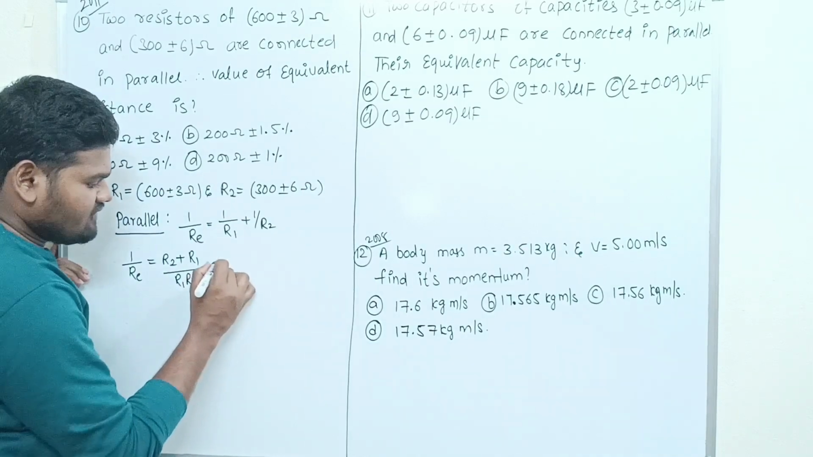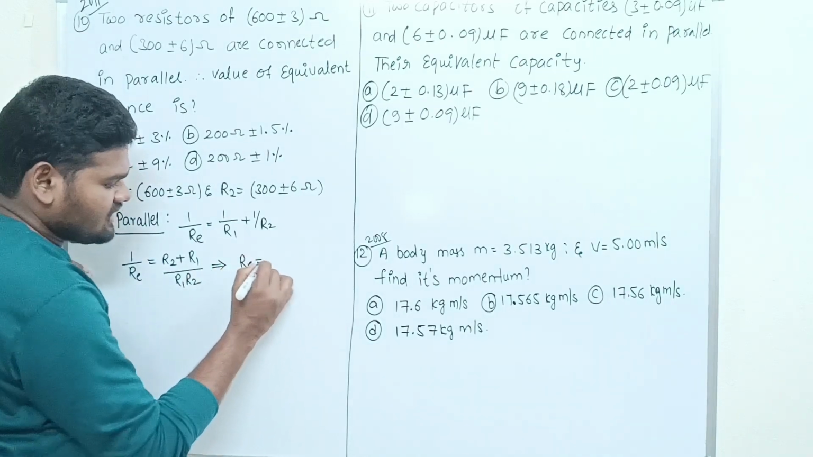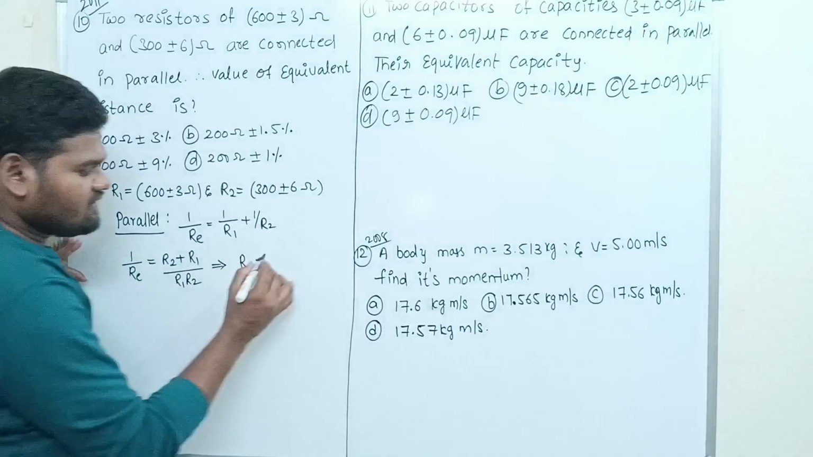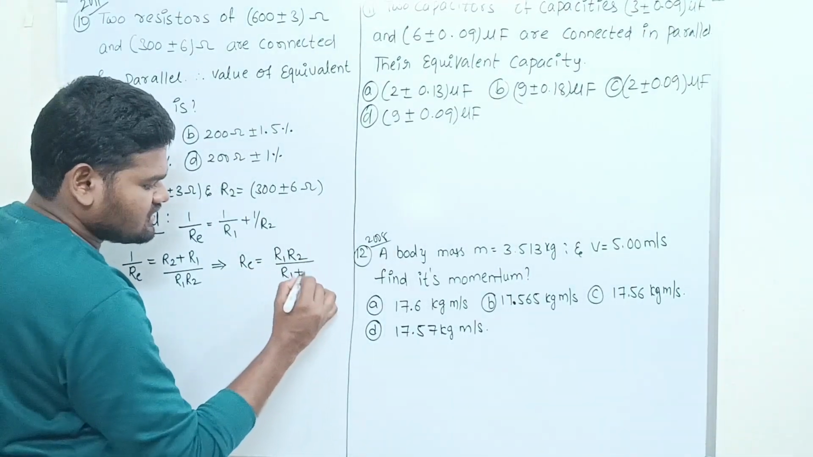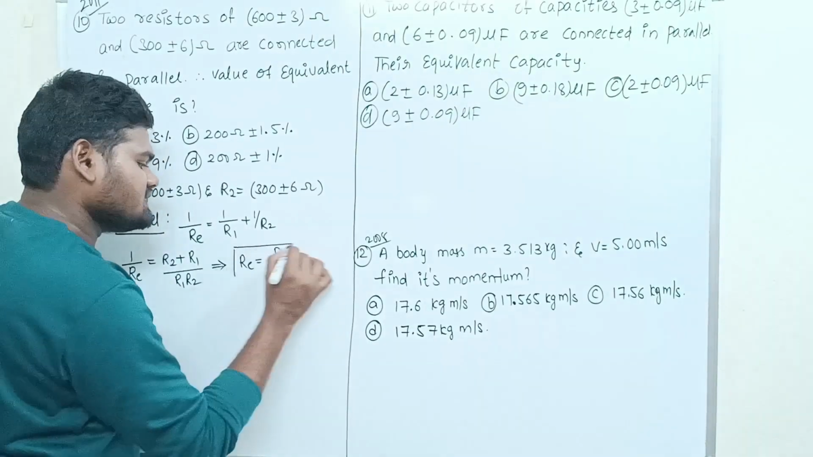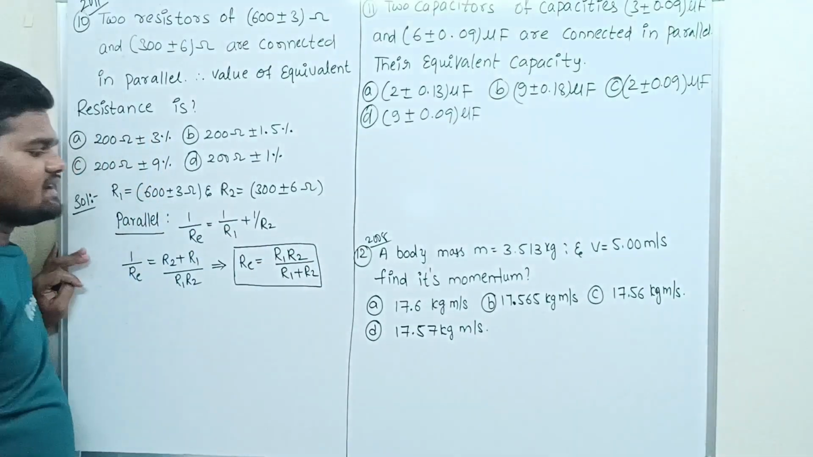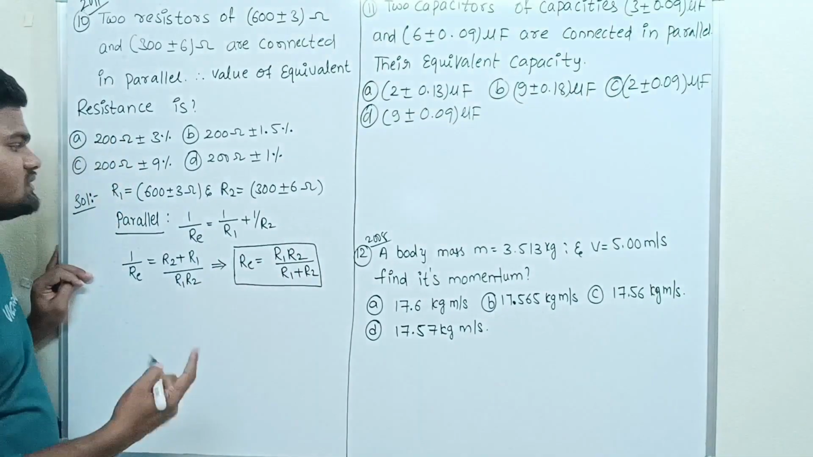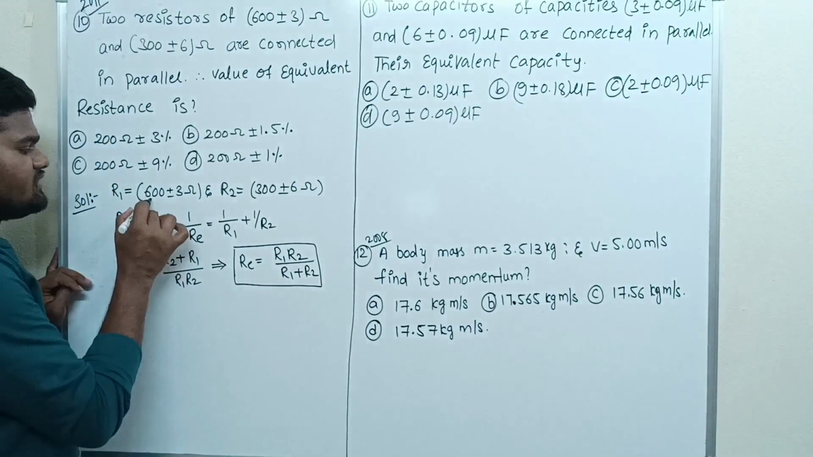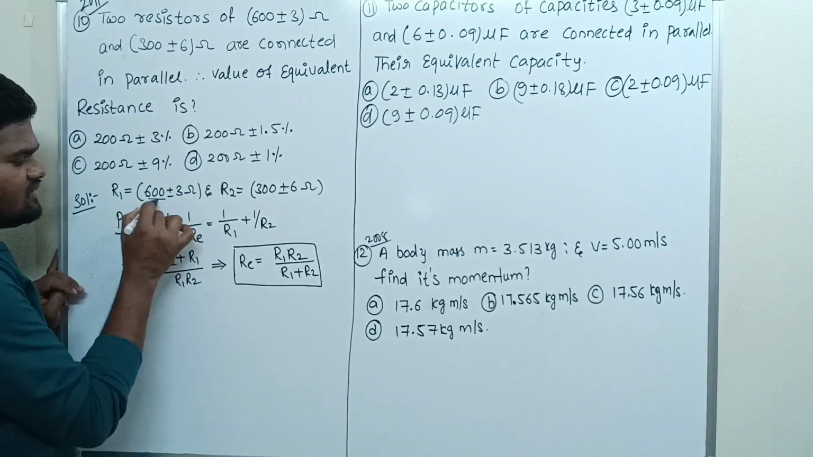So this can be written as R equivalent. I'm just writing the reciprocal. R equivalent is equal to R1 R2 by R1 plus R2. This is the equivalent resistance in case of resistors. So Re is equal to R1 R2 by R1 plus R2. In a previous session I told you that. So this is the given R1 value, then what is this?